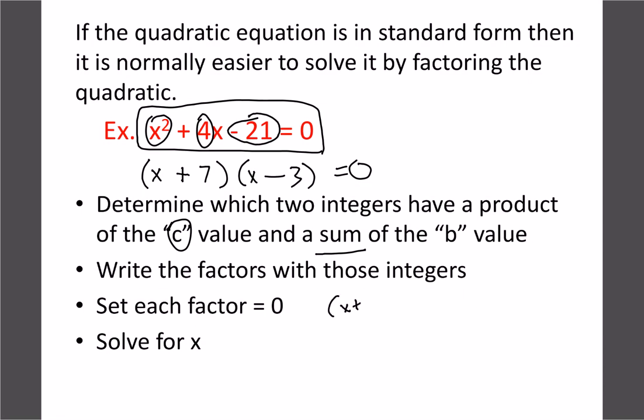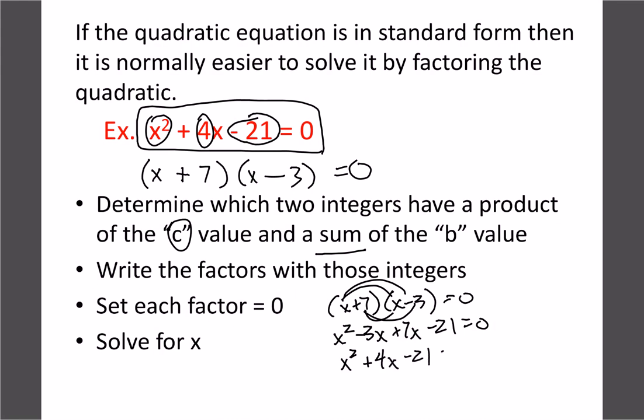So let's take a look at it here to see if we're actually correct. If we take our factors and FOIL it out, x times x is x squared, x times minus 3, 7 times x, and 7 times minus 3. If we simplify that, we would get x squared plus 4x minus 21. You can see with FOILing things out, those two middle terms add together to give us the middle of our equation. So in this case, we do match the original, so that's correct.